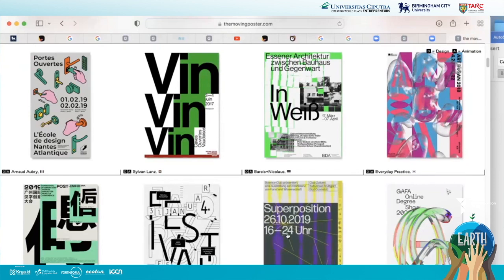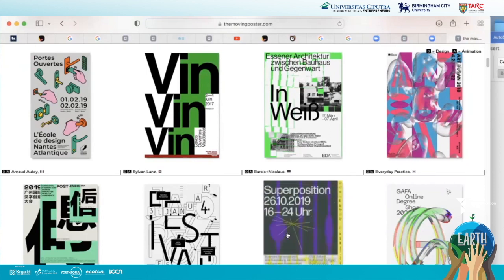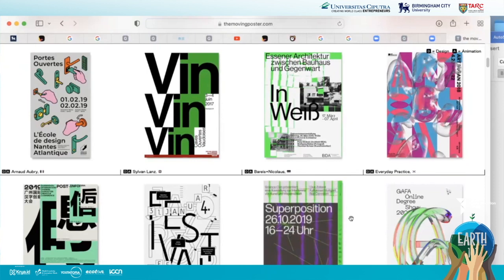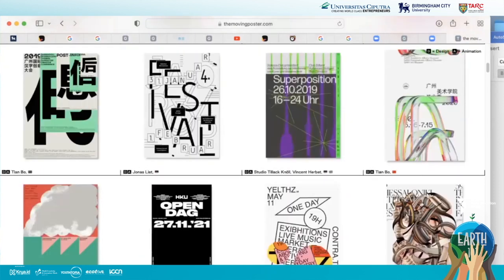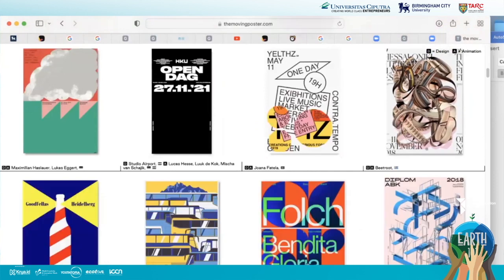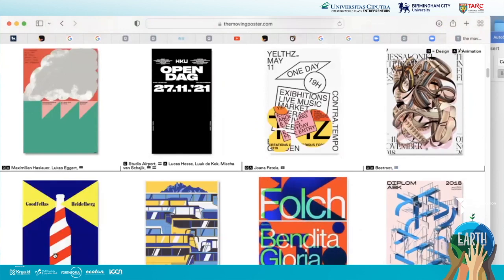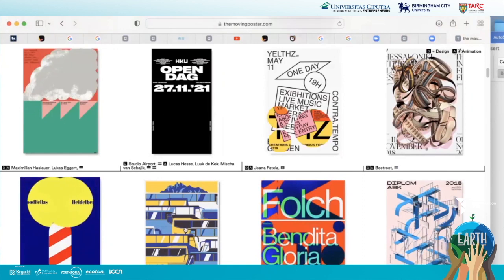Okay, so moving posters, he's thinking, do I design a poster about insomnia that might work for sustainable goals? So these are really useful. The movingposter.com is very, very new, but it's an interesting element.